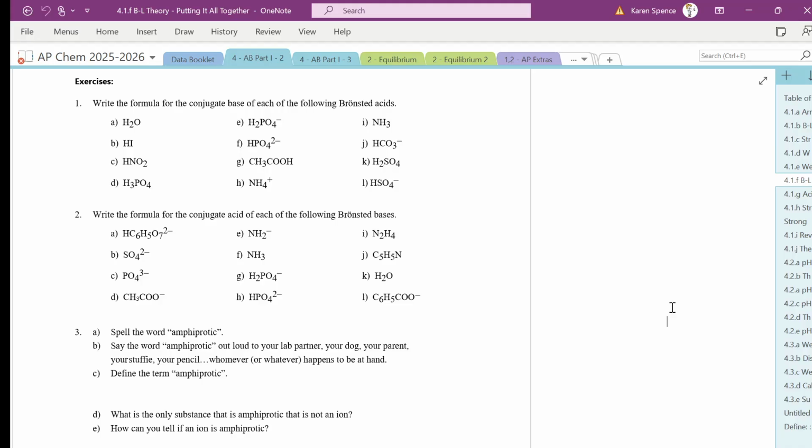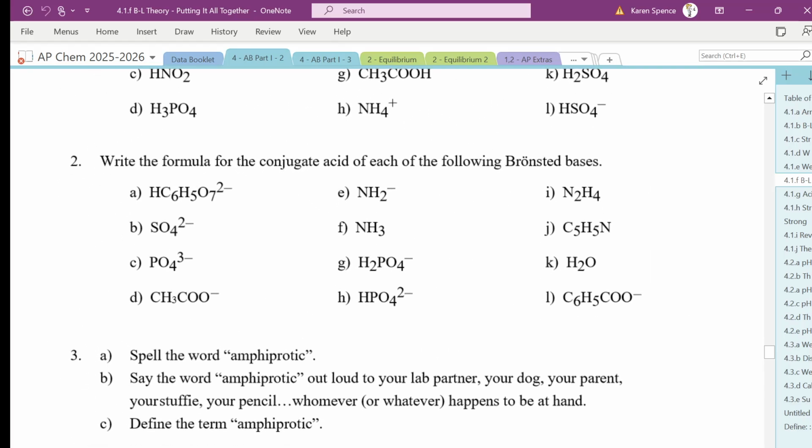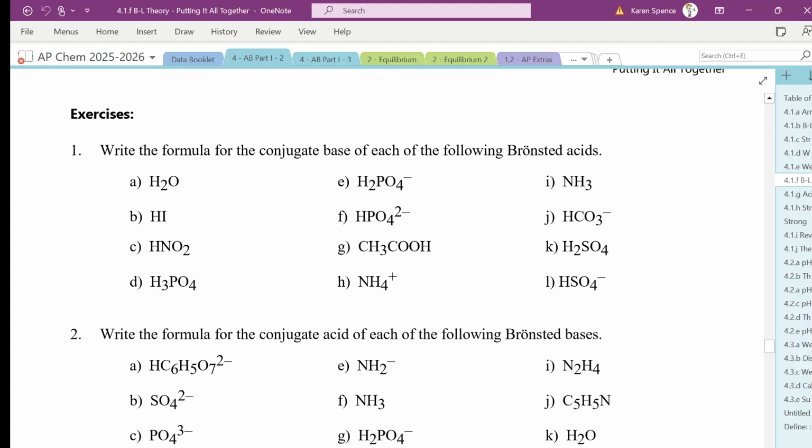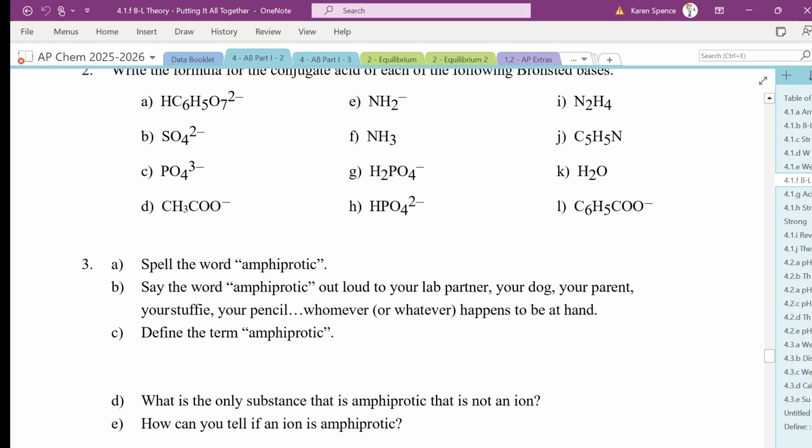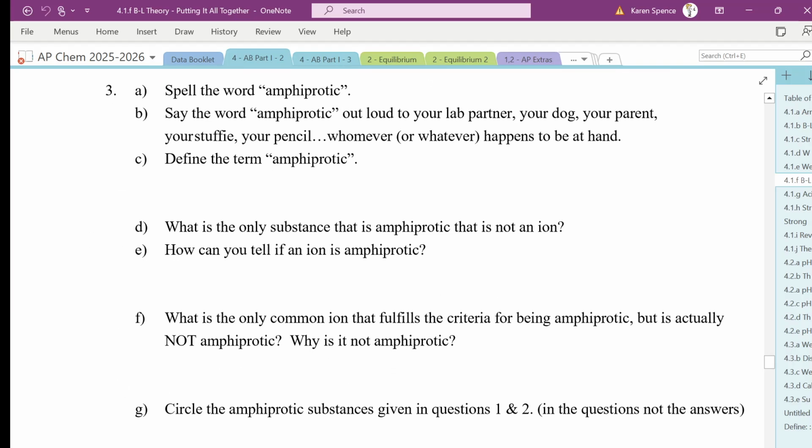For number 2. Okay, so for number 2 on page 48, I circled NH2 minus and C6H5COOH. Wait, I think that was for number 3. I circled NH2 minus and C6H5COOH minus. Well, hold on. Number 2 doesn't ask you to circle anything. Number 3, yes. Okay, circle all the amphiprotic substances given in questions 1 and 2.